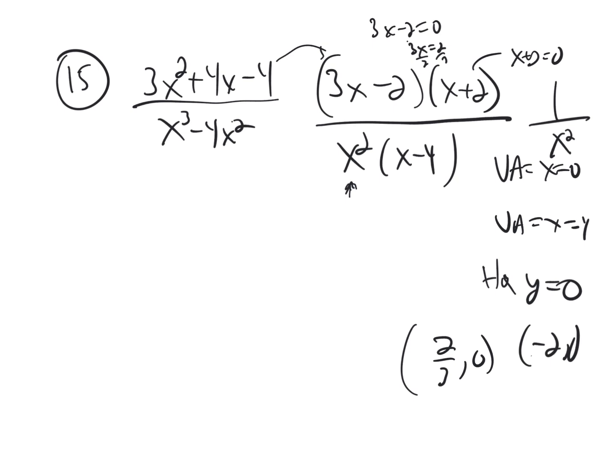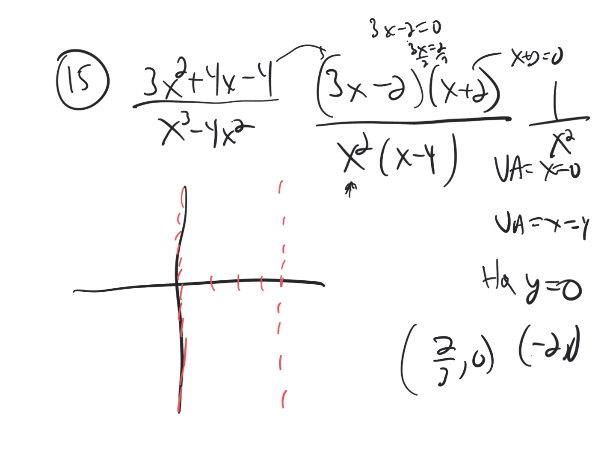Oh, good. Do we have everything? I see I got a HA, I got my VAs, I got the x-intercepts. I know where it crosses the y-axis, or it doesn't in this case. So then to graph it, and this is the part that often, like I said, gives people a hard time. So I know that there's a vertical asymptote here at x equals 0. I know there's a vertical asymptote at x equals 4. 1, 2, 3, 4.